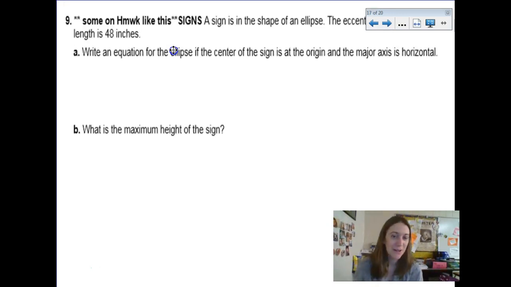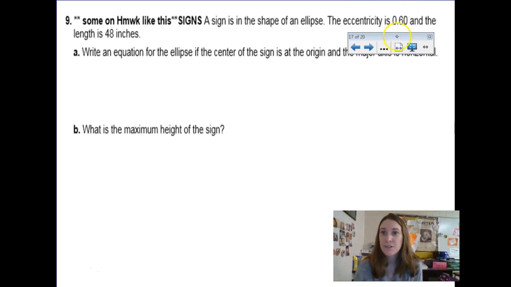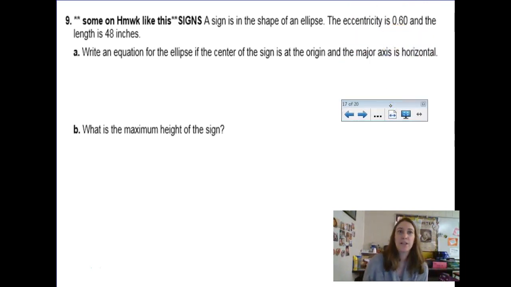Alright, number 9. This is the one I want to look at. The shape of a sign is an ellipse. The eccentricity is 0.6, and the length is 48. So, they want me to write an equation for the ellipse. The center is at the origin, and the major axis is horizontal.